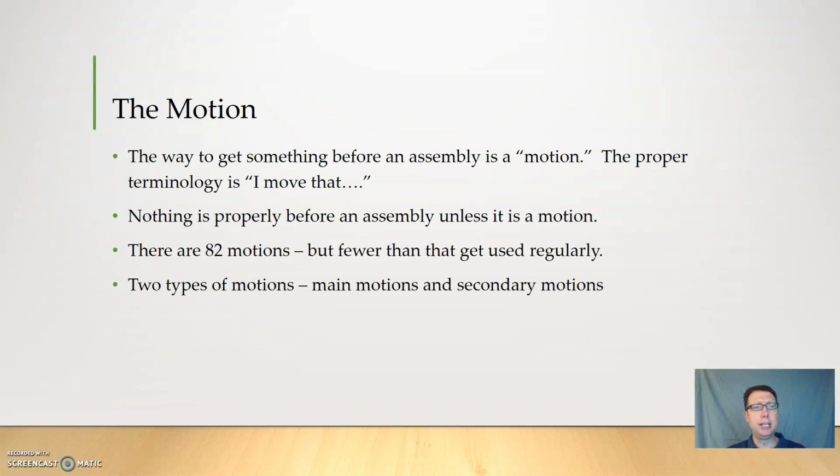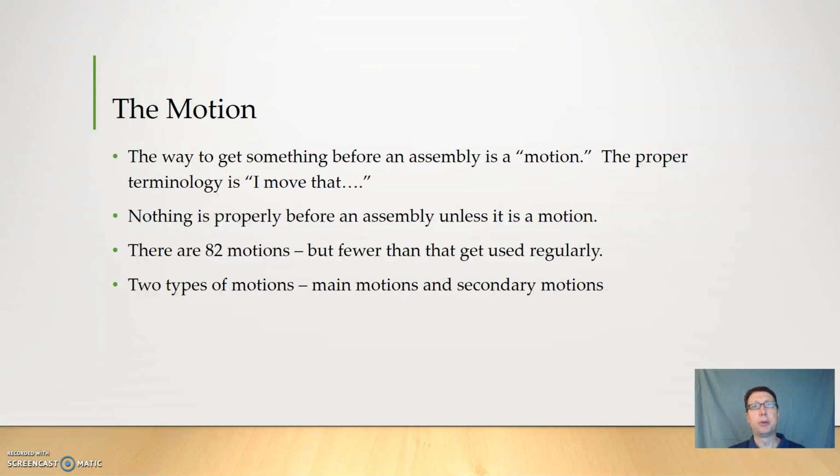The motion is the key piece of Robert's Rules. The way to get something before an assembly is a motion. The proper terminology is "I move that." I move that we hire so-and-so. I move that we adopt this policy. Nothing is properly before an assembly unless it is a motion. That's what an assembly, according to Robert's Rules, deals with. There are 82 motions, but fewer than that get regularly used.